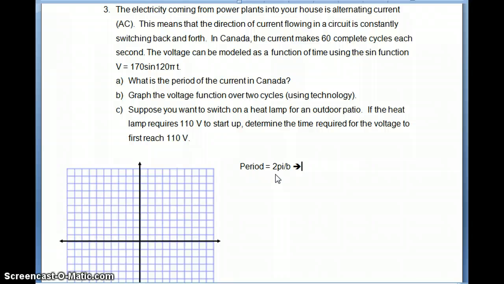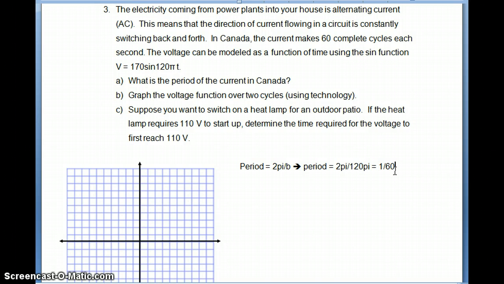We should find that our period is equal to 2 pi divided by our b value here, which is 120 pi. What we find is that our period is equal to 1 over 60, since the pi's cancel out and 2 divided by 120 reduces to 1 over 60. So for A, the period of the current in Canada is equal to 1 over 60.